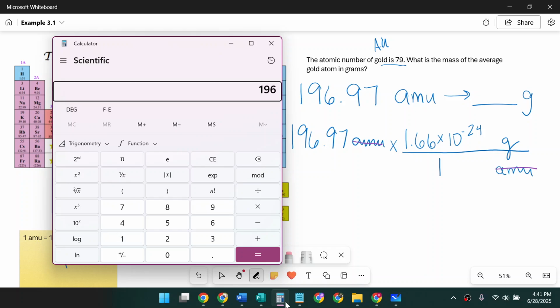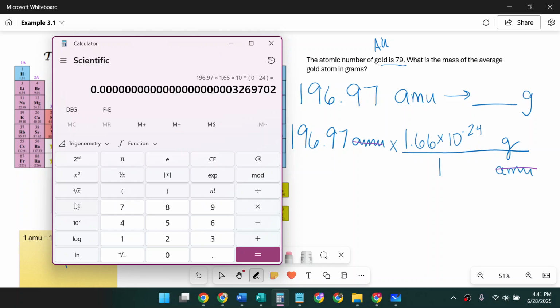So if I type in 196.97 times 1.66 times 10 to the, in parentheses I put negative 24, and then I hit enter, I get the answer. It's just crazy hard to read. And you would think this little button right here would do scientific notation, but when I tried it, my calculator on my computer either doesn't have the settings set up correctly or something's wrong with it.